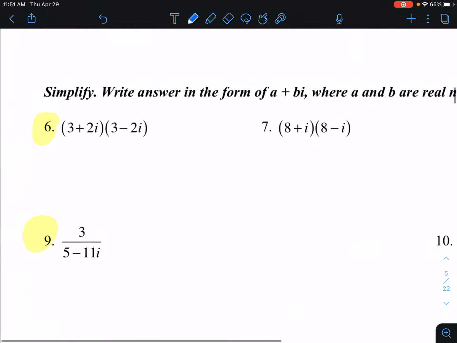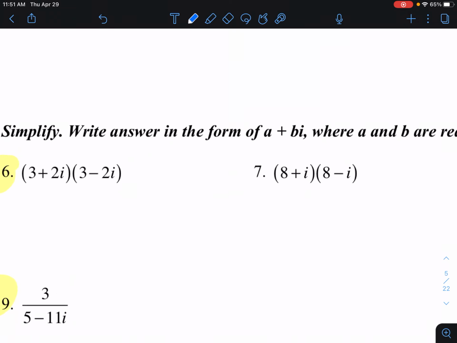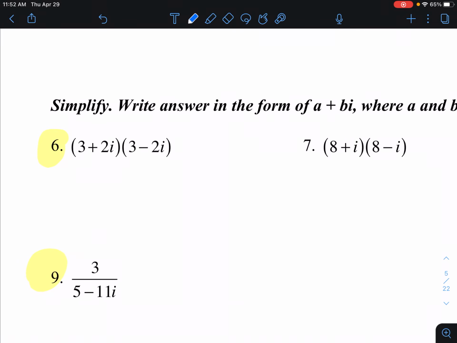Okay, so let me show you another one. This is actually from your homework that you're going to have, assignment 3.1b. I'll help you out with number 6. So we have to FOIL here again.